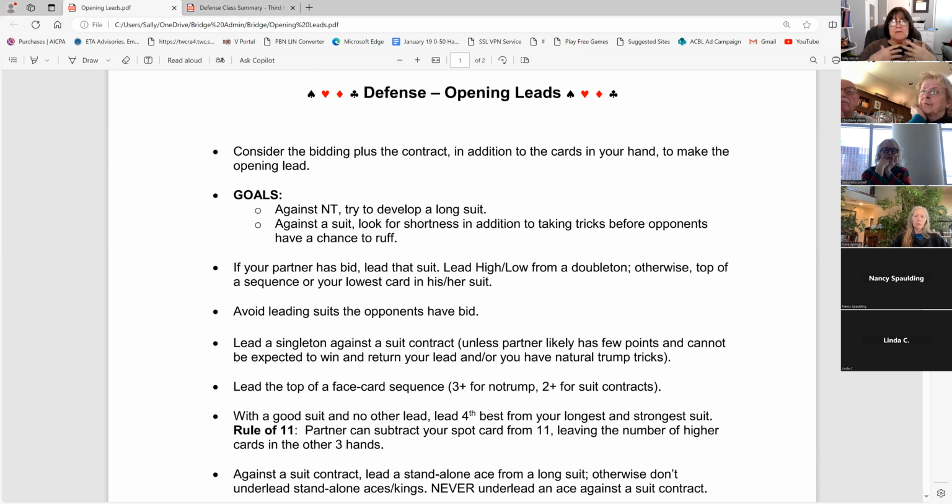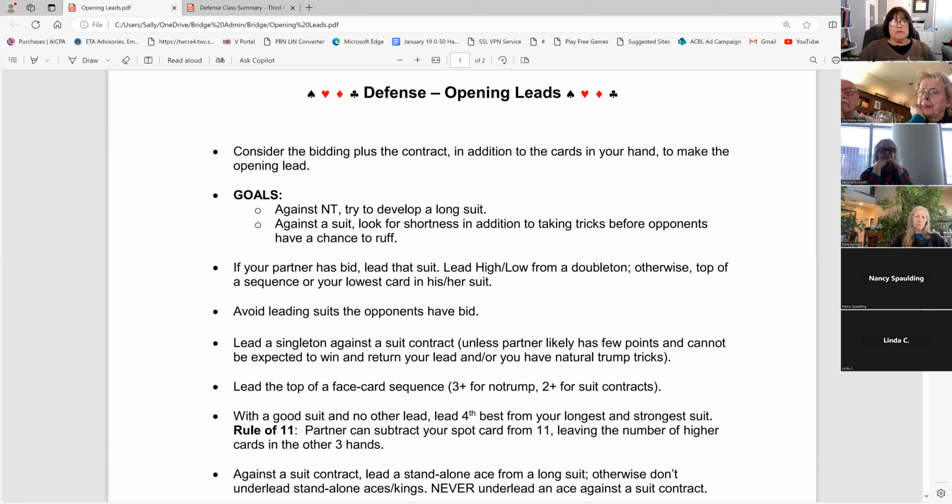So, for the first thing today, let's take a look just briefly at a review of opening leads that we covered last week. This is not the handout you got, this is a little bit different. So when we're talking about opening leads, to decide what we're going to lead, we consider the bidding plus the contract. What has been bid by both the opponents and by our partner? What contract are we in? What do we have in our hand when we decide to make the opening lead?